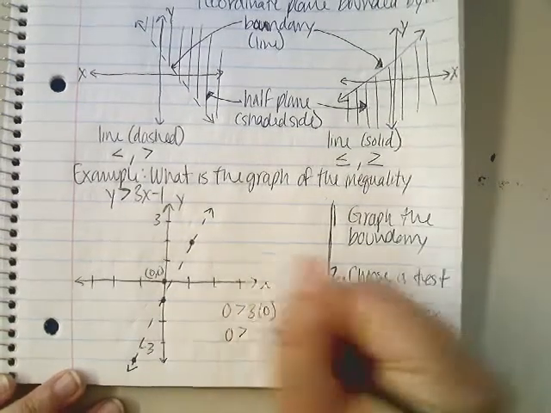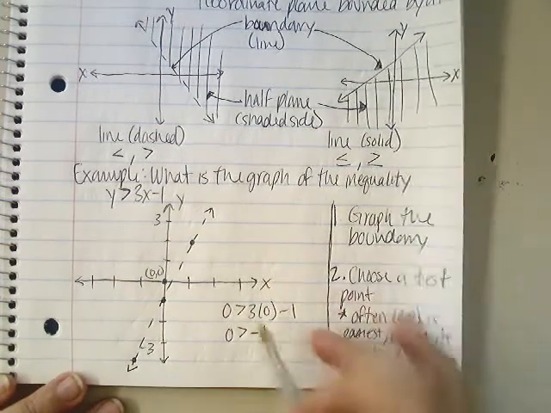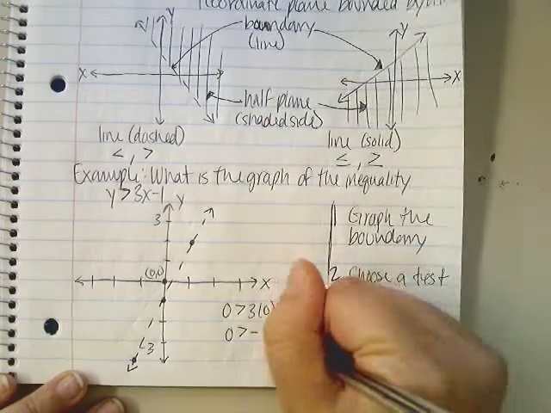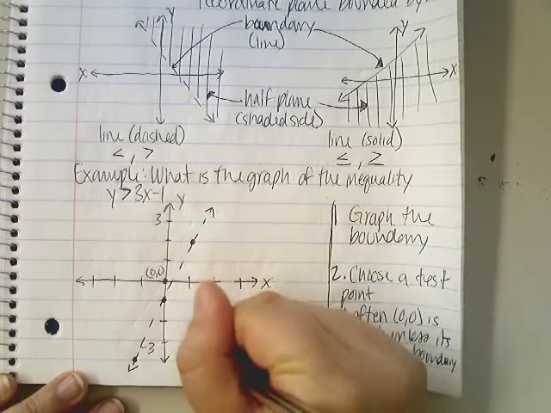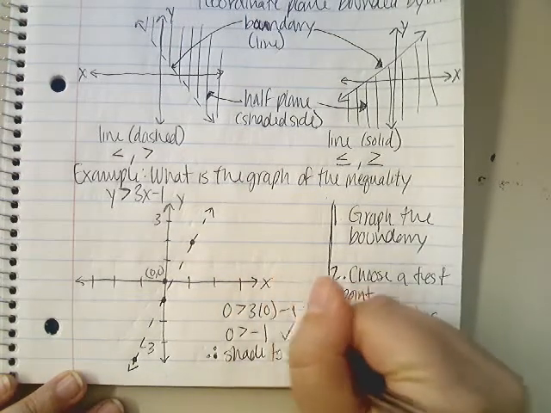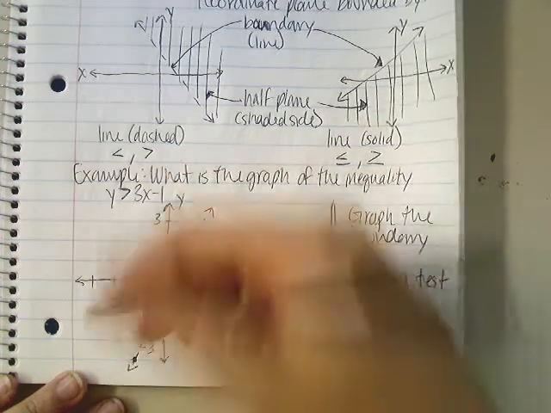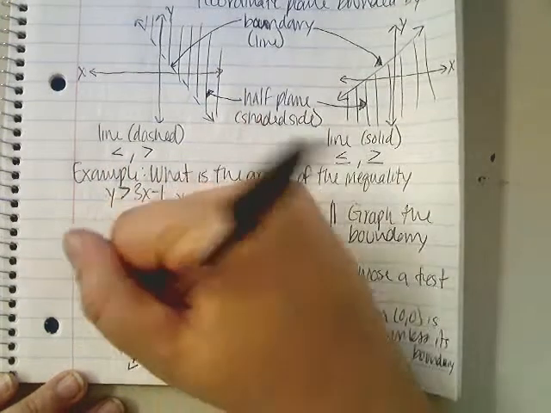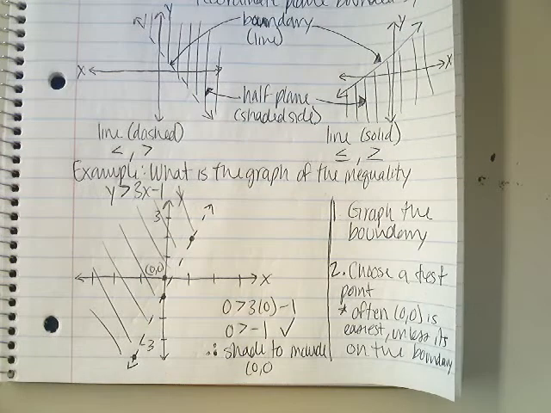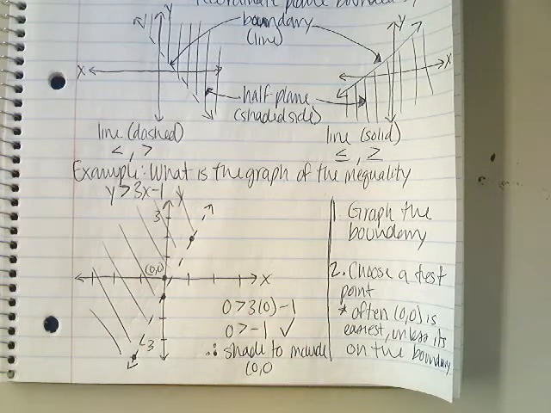So then I have 0 is greater than 3 times 0 is 0, minus 1 will give me negative 1. If I look at this inequality, it's true that 0 is greater than negative 1, so it's accurate. Therefore, I'm going to shade this to include the point 0, 0. So since 0, 0 is over here, I'm going to shade the side that includes 0, 0. If it was not true, I'd shade the opposite side, but since it is true, I'm shading to include 0, 0. So that's our example.